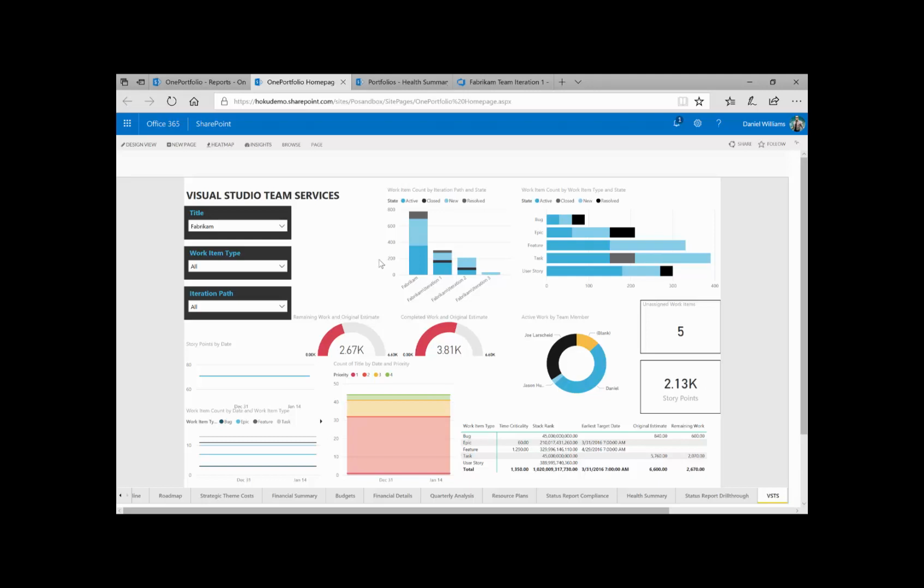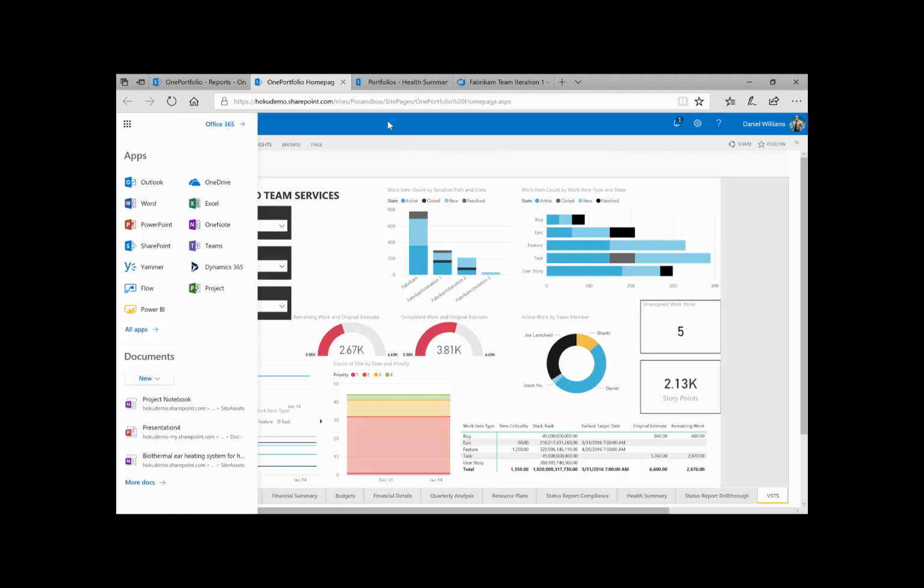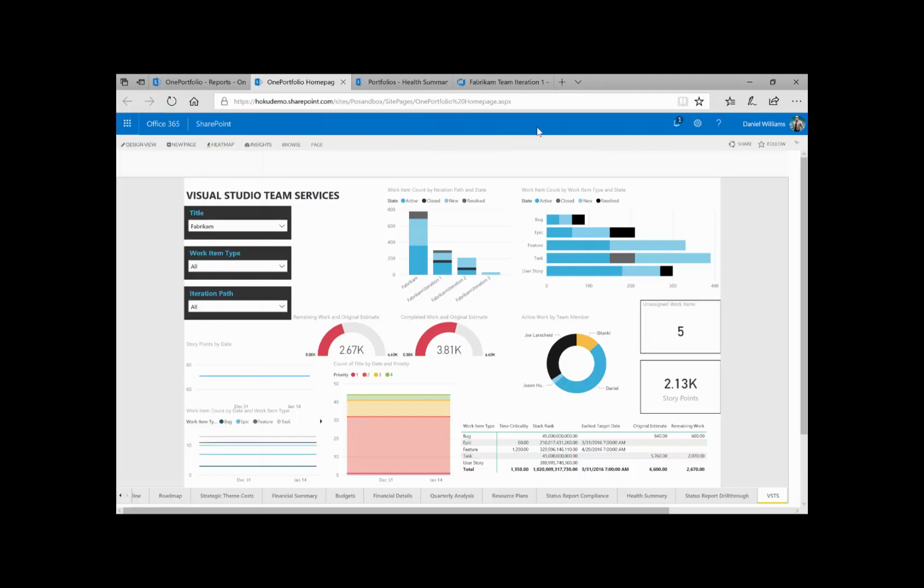Well, hopefully we've shown you enough to show you that it's a broad-based capability in OnePortfolio. It provides an easy access and easy way to manipulate and update data, and just really leverages a common platform in Office 365 that allows us to use OnePortfolio just as if we would use any of our other business productivity tools.